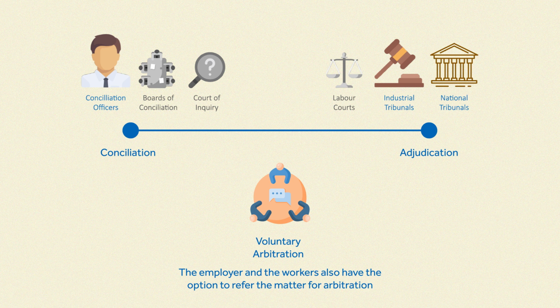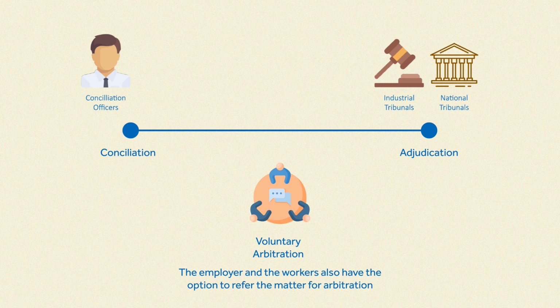If no settlement is reached, either party can approach industrial tribunals constituted under the code. The central government may also constitute national industrial tribunals for settlement of disputes which involve questions of national importance or involve multiple states. The code removes the additional authorities of courts of inquiry, conciliation boards, and labor courts in the conciliation and adjudication process. The code also brings in a few other changes.